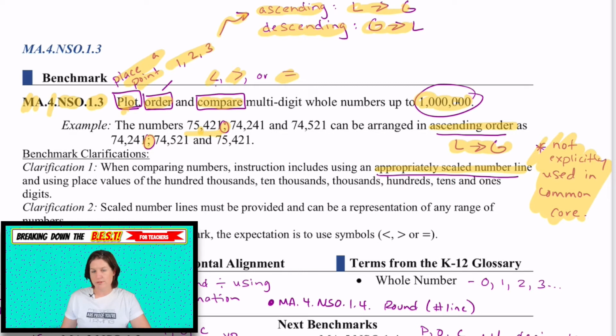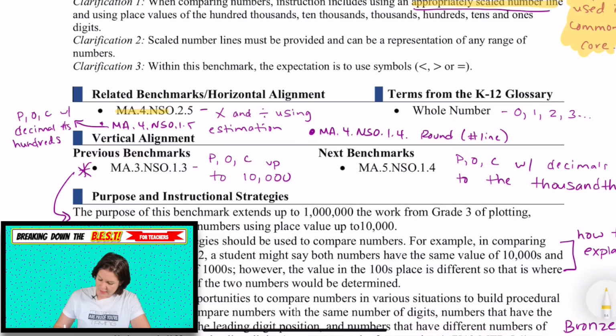But for a lot of students, I know for me, this was not a strategy that I used. And after working with the particular student that I mentioned earlier, I see the importance of understanding the number lines. This document says that MA.4.NSO.1.3 is a horizontal alignment standard.